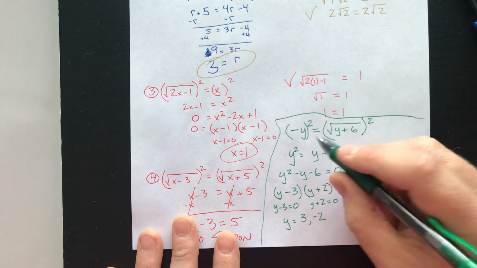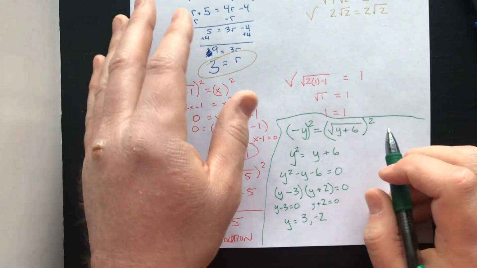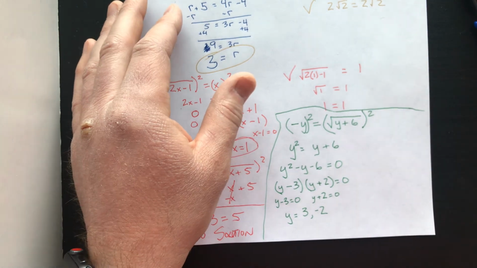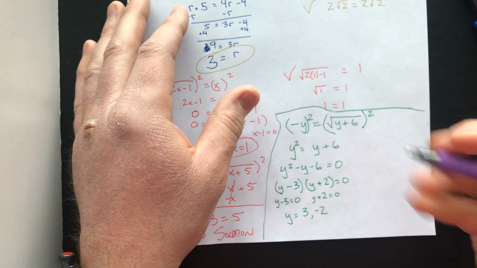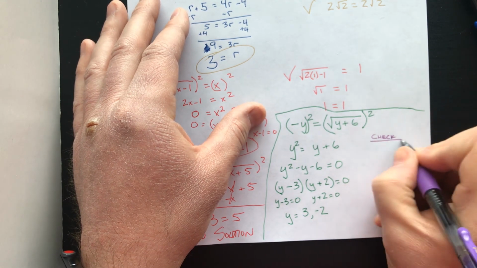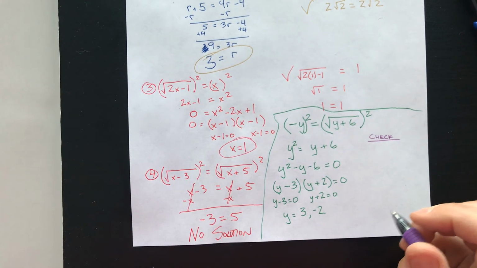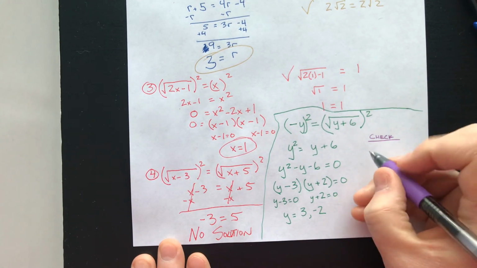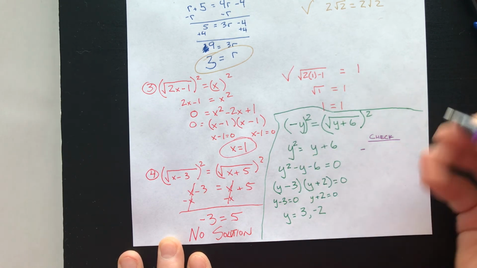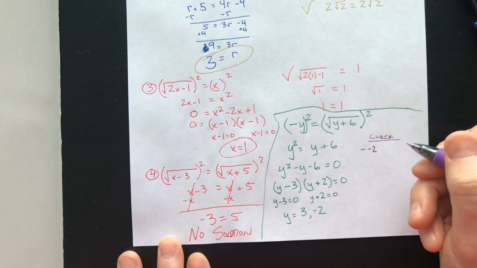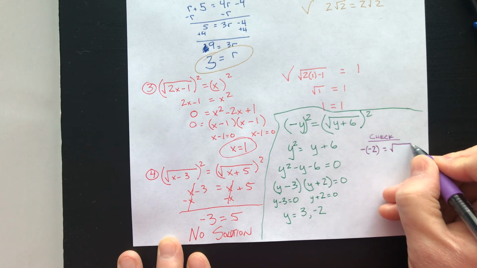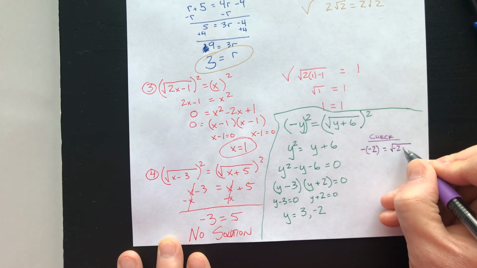All right? So I'm going to come up here, and I'm going to substitute. I'll do the checking in a different color here. We'll use purple. So this is my check, and I'm going to show you what happens with one of these solutions. The check says negative, remember it's a negative y. I'm going to plug the negative 2 in, so it's negative of a negative 2 is equal to the square root of negative 2 plus 6.